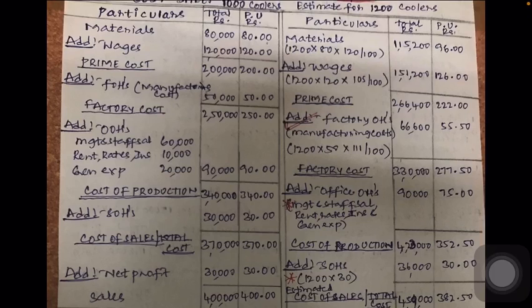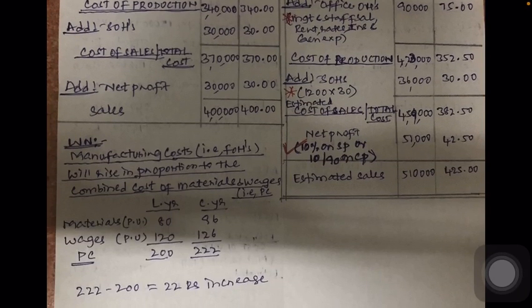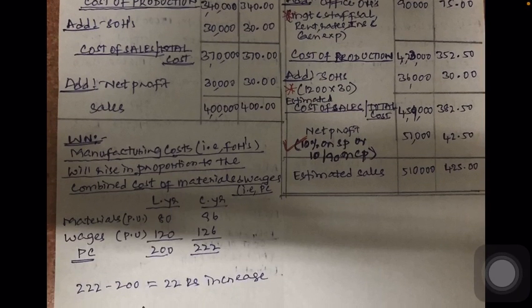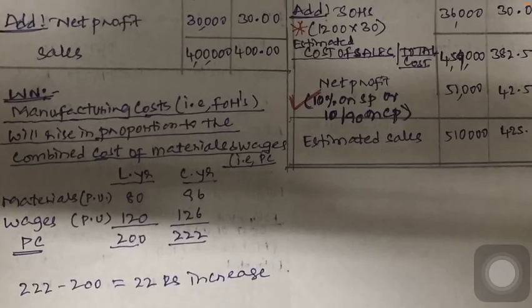Add factory overheads, that is manufacturing cost. Refer to point number 4 in adjustments. Manufacturing cost, that is factory overheads, will rise in proportion to the combined cost of materials and wages. So factory overheads are not remaining the same, they are increasing in the increased percentage of materials and wages. Last year material per unit 80. This year because of the 20% increase it is now 96. Wages last year 120, because of the 5% increase it is 126.